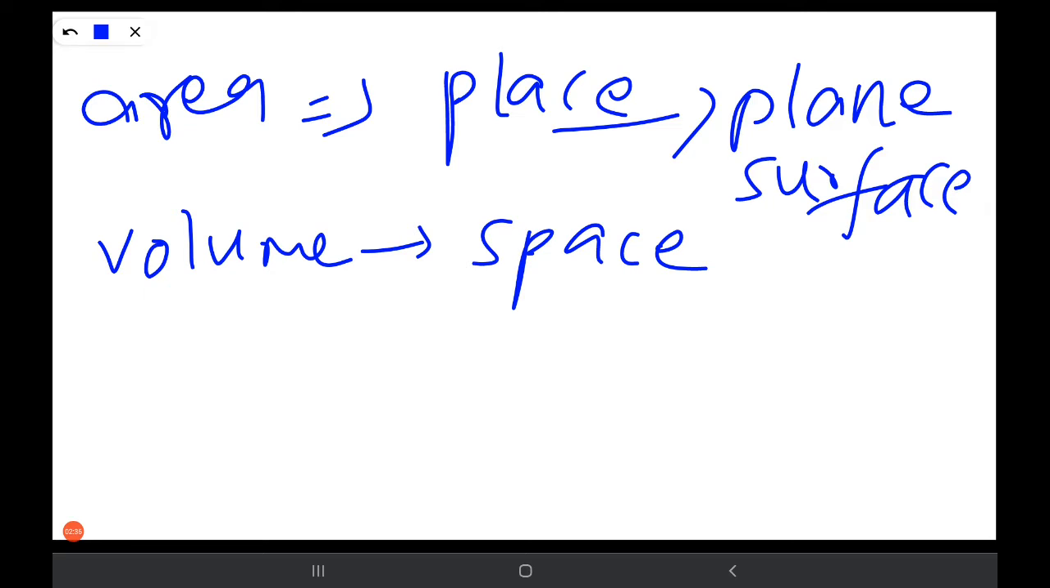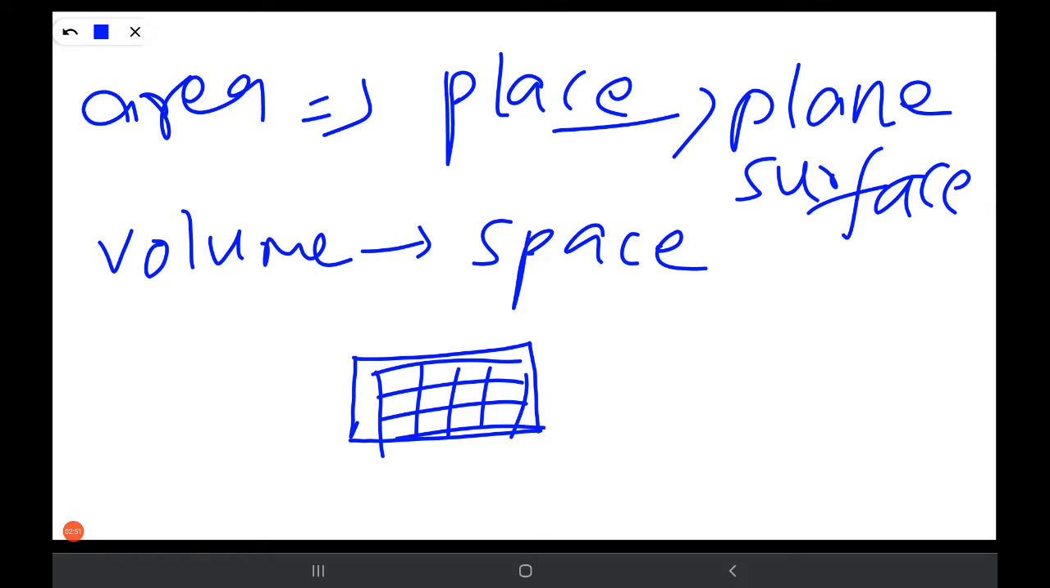Suppose you take a plain paper in the shape of a rectangle. It occupies some area, so that is the place. The plane surface which does not contain any height is called a place. It occupies area. Space means it is having some height also.